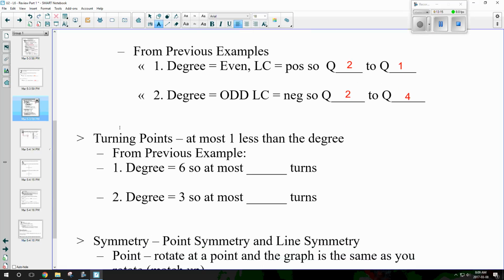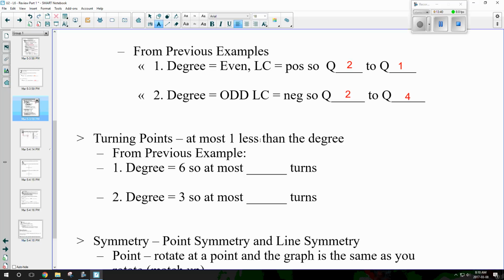Something else that we need to be able to identify is the number of turning points. Remember, the number of turning points, the relationship is that it's at most one less than the degree. So remember when we were discovering about turning points and our degree functions, our number of turning points was always one less than whatever our degree was. It could be more or less than what our degree was.